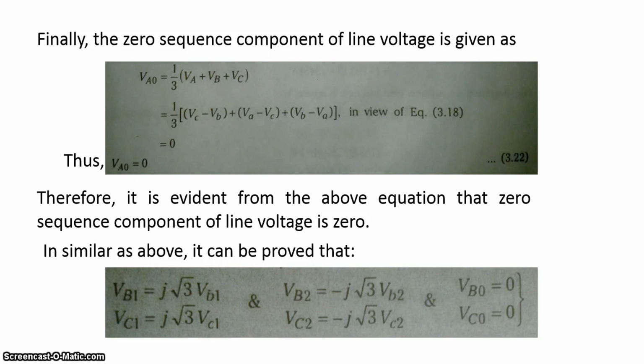In a similar way as above, it can be proved that Vb1' is equal to j root 3 times of Vb1, Vb2' is equal to minus j root 3 times of Vb2, and Vb0' is equal to 0. Vc1' is equal to j root 3 times of Vc1, Vc2' is equal to minus j root 3 times of Vc2, and Vc0' is equal to 0.